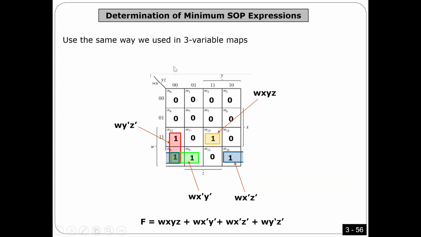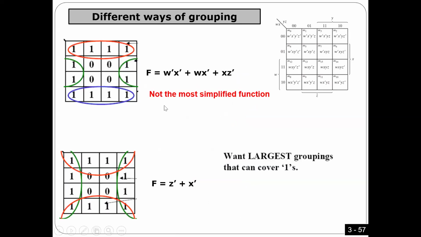So again, in order to do simplification, similar to what we did in 3 variables, rule number 1: you have to cover all ones. You have to cover all ones. And then you have to minimize the number of groups, maximize the size of groups, and then you can calculate the function.